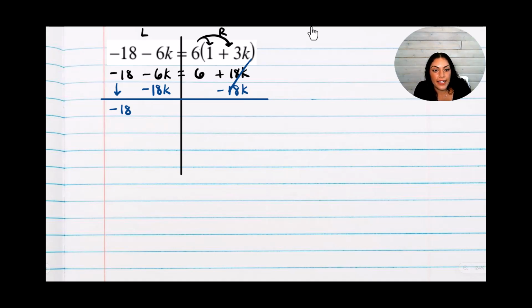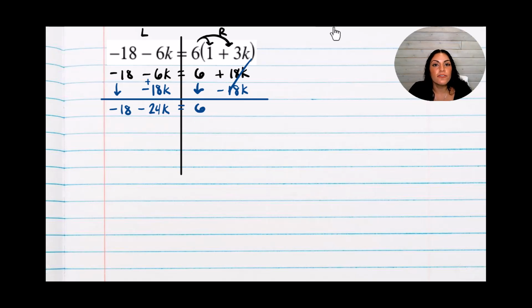Negative 6k minus 18k, this means we add and keep the sign. So we get negative 24k. This is like owing your dad $6 and owing your mom $18. So that means you owe them $24 altogether. You keep that equal sign in the center and you drop down that 6, which we have not used yet.